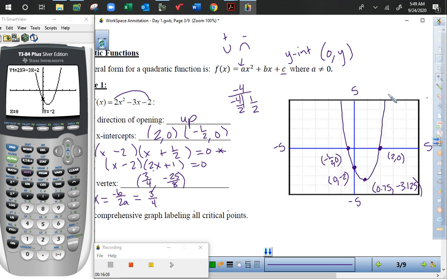And there's your comprehensive graph. Remember on these we don't want any arrows, and we want to make sure everything is labeled nicely, dimensions on the outside.